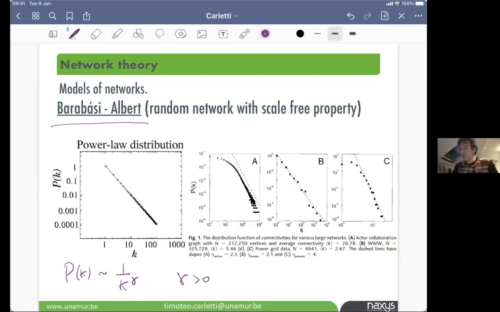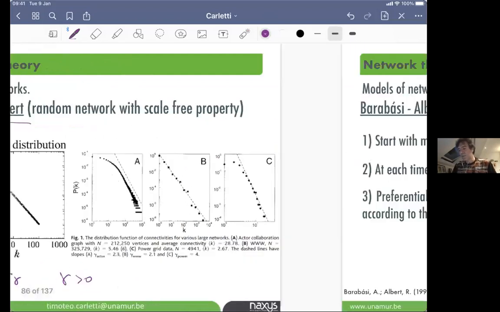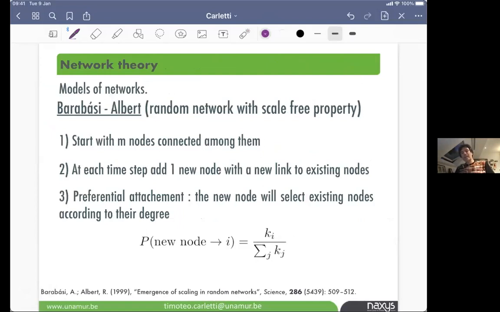Okay, so the idea of this model is again from sociology, if you want. The idea is that if you are new in a university or in a town and you want to make some connections, you try to connect to people that are most known. And so you start with a bunch of nodes, say M nodes, that are connected among them, and then at each step you add a new node. So a new person enters the town or the university. And this person can draw one link toward the ones that are already there.